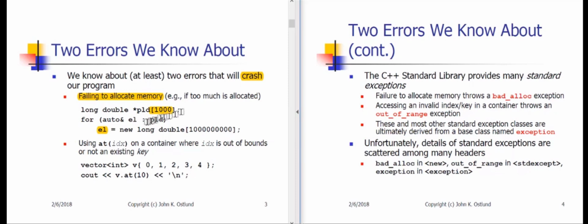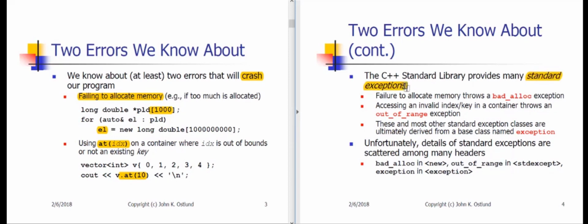Another situation where we know our program is going to crash is if we have a vector or a deque in which we're able to do subscripting using an integer index between 0 and 1 minus the size of the container. When we use the at member function and give an index that's outside the bounds of the container, we know that will throw an exception and that will crash the program. Okay, so these are two different kinds of the so-called standard exceptions.